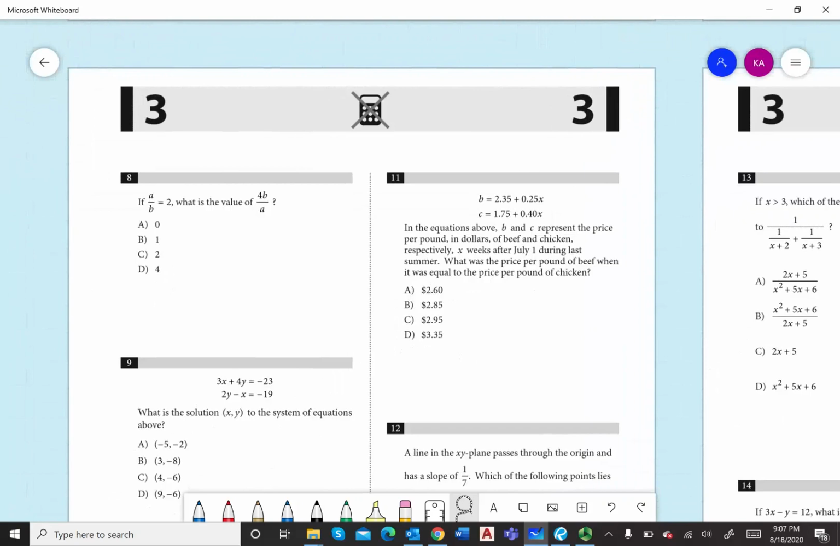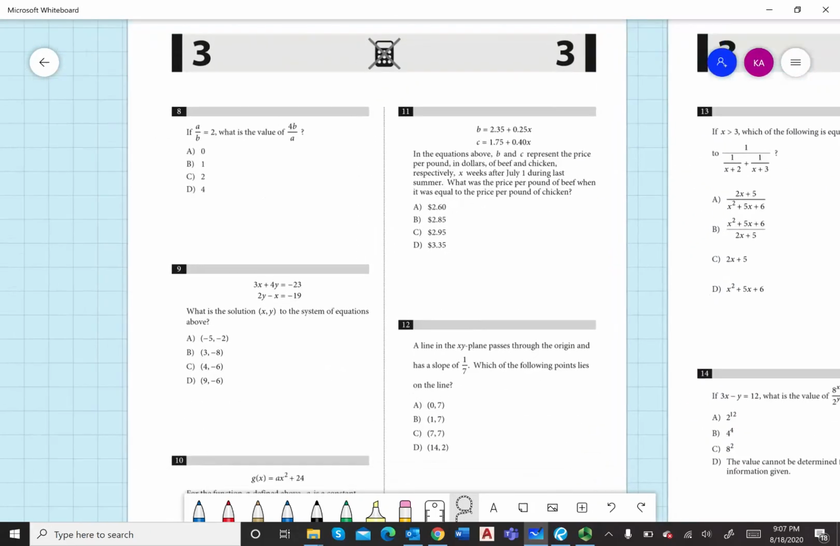which is question number 8. So question number 8 has a over b. It says if a over b is 2, what is the value of 4 times b over a? Okay, so the first thing to notice, what jumps at me and should hopefully jump at you, is you have a over b here, and then you have b over a here. Well, it looks like an inverse, right? A reciprocal is happening there.